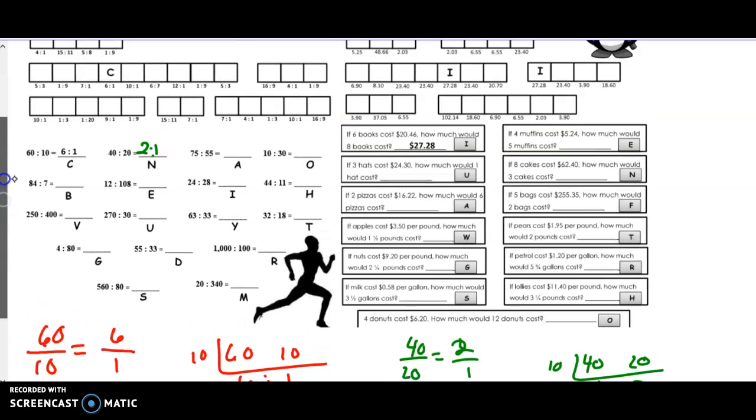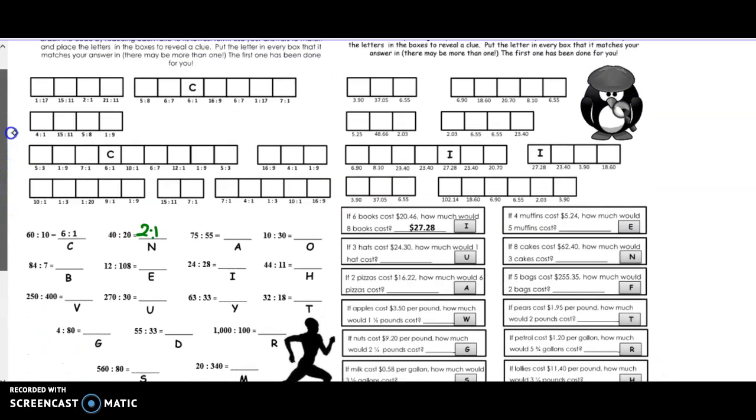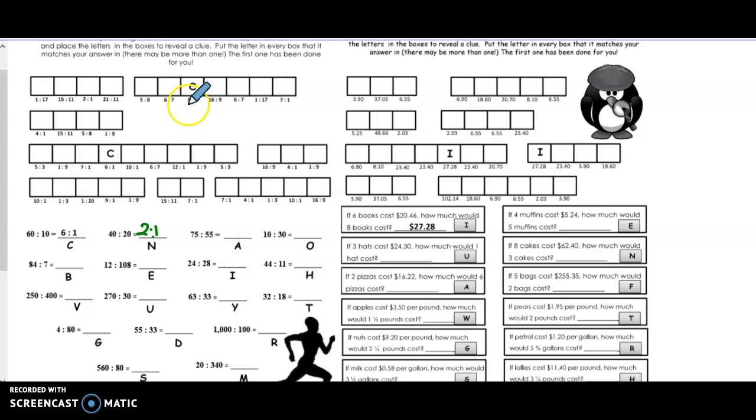So let's go up here, find any 2 to 1s, and we'll put an N there. So let's look at 2 to 1s, 2 to 1, 2 to 1. I think I'm missing it. Let's see, 2 to 1. I'm missing it. Where is it? There it is. I went right past it. That's an N. All right, and just keep going.